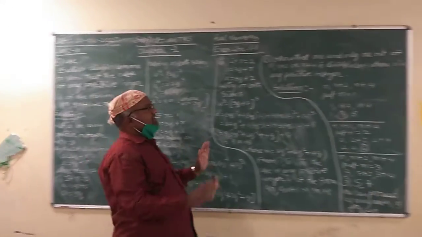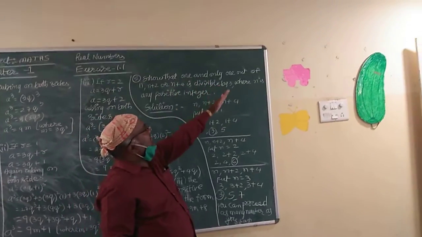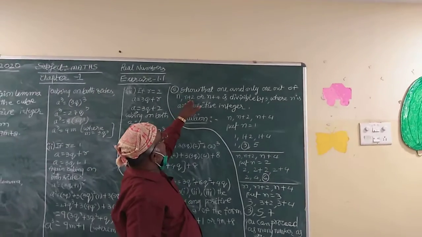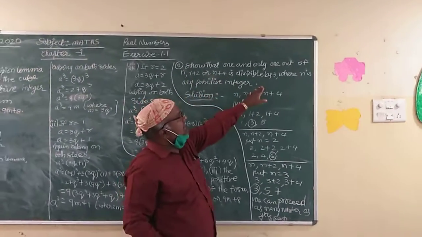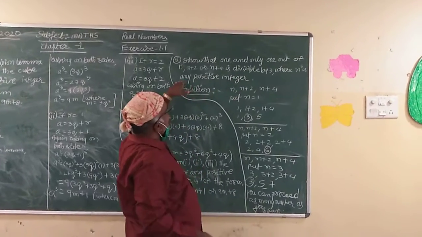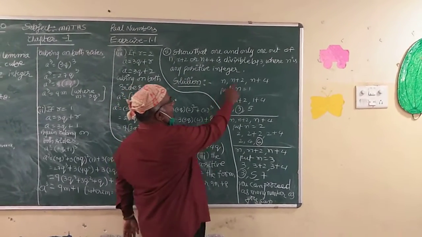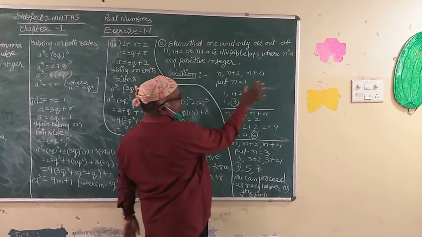Lastly, I am taking the fifth sum. Show that one and only one out of n, n plus 2, n plus 4 is divisible by 3, where n is a positive integer. n, n plus 2, n plus 4. These are three different numbers.